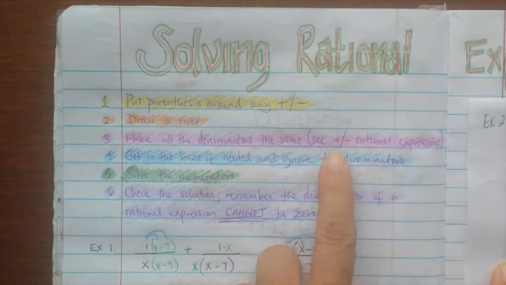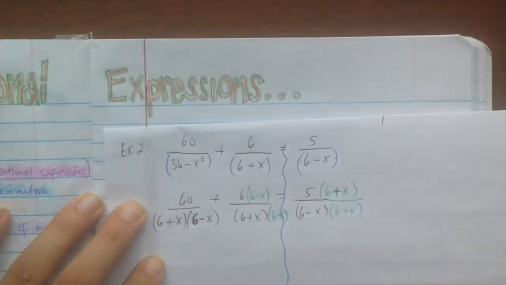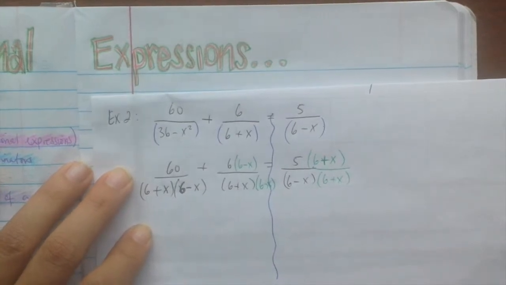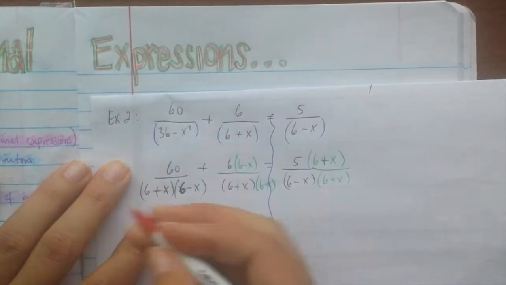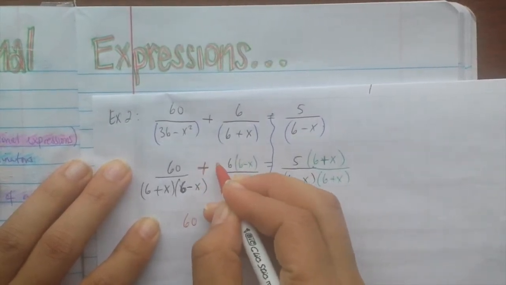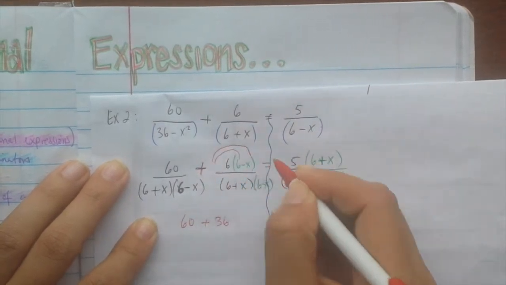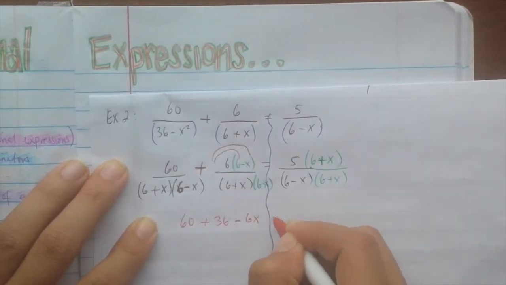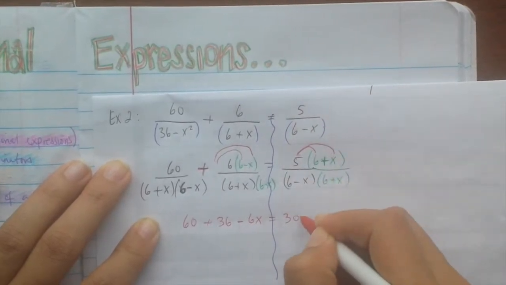Alright, step 4, get in the house if needed and ignore the denominators. So once you've made the denominators the same, you can just ignore them because on both sides they're going to cancel out. So I'll have 60 plus 6 times 6, which is 36, so plus 36. And then 6 times negative x, negative 6x, equals 30 plus 5x.